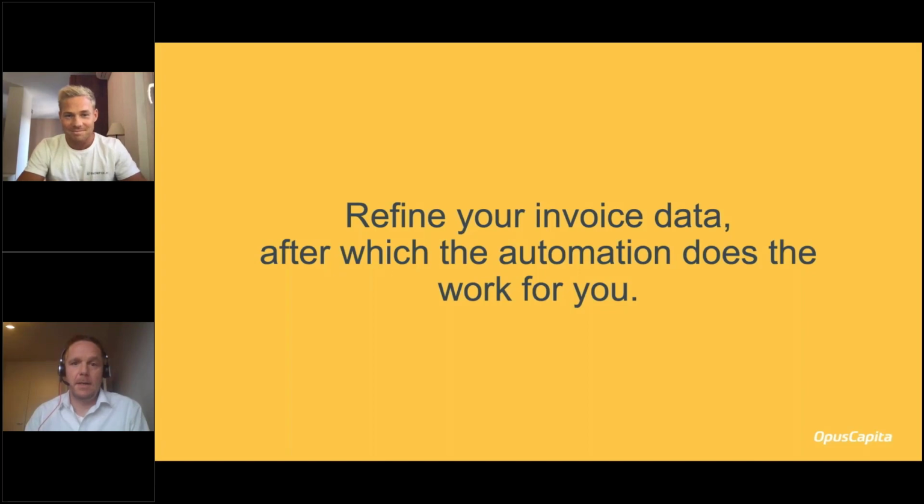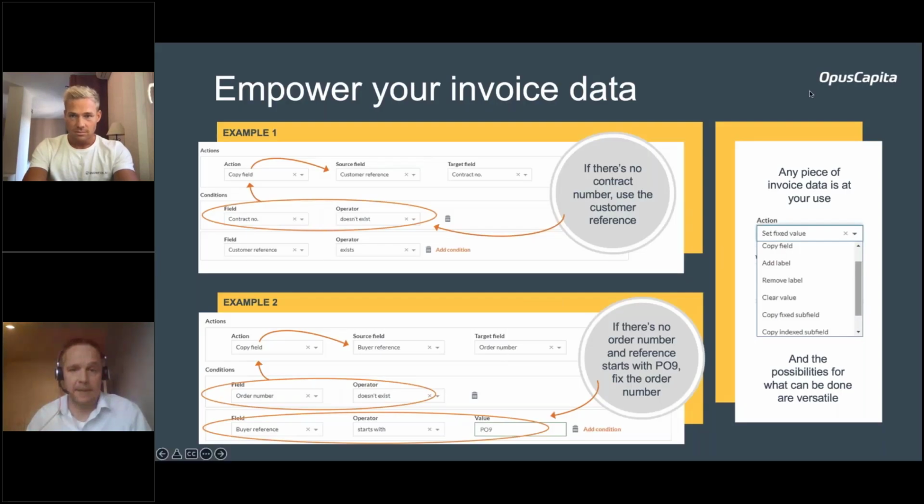So please, Tommi. Yes, so refine your invoice data, after which the automation does work for you. This is the idea when you have the rule-based automation there. Here the first example is that you have the contracts in your solution, but the supplier is not able to put the contract number in the correct field on the invoice. So this example shows that within the invoice manipulation rule, you can copy the different values from different fields to the other fields. In this example 2 rule, we can copy the buyer reference number from that field to the contract number field.